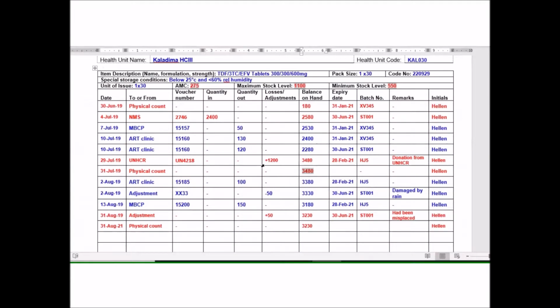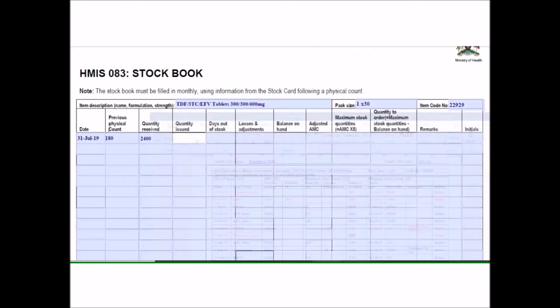Then, what did we issue out in the month of July? We issued 50 tins, 130, 120. 50 plus 130 is 180, 180 plus 120 is 300. Is there any other time we issued out? No. The next one was August. So in total, we issued out 300 tins. So our total quantity issued out is 300.